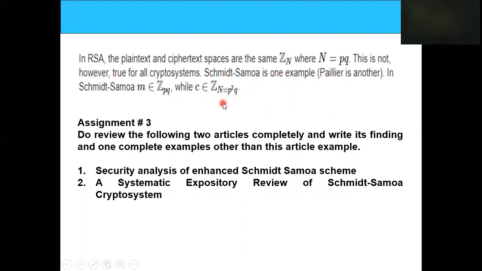I am giving you one assignment. You have to study these two research articles, read them, and write their findings, what they basically find in these two research articles, and how they utilize the Schmidt crypto system. The second article is about how you can cryptanalyze the Schmidt crypto system.